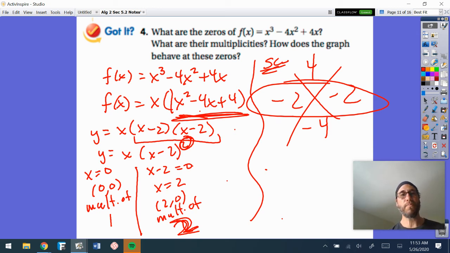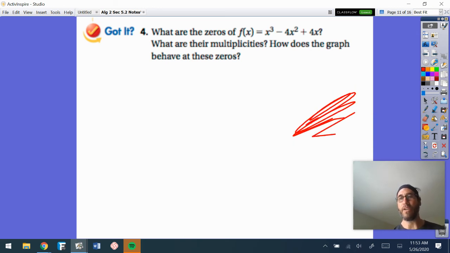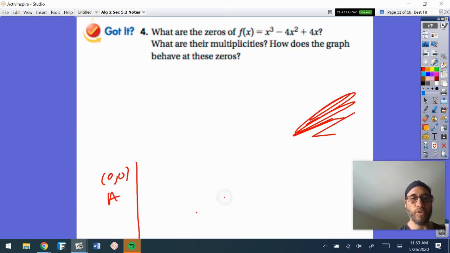Oh, no, please tell me I didn't erase all of it. I may have erased all of it. Darn it. All right, I think I can remember it though. I think it was 0, 0 with a multiplicity of 1. We'll call that A. And it goes through it. Multiplicity of 1. Sorry, you guys, I've got to write this down so I have my good notes. And then it was 2, 0 when we solved it. I remember that, and we will call that B.